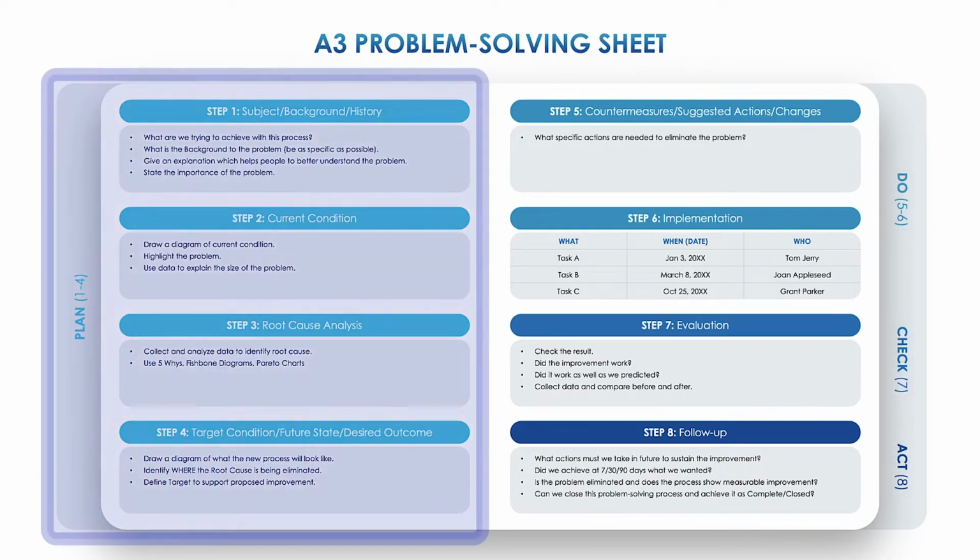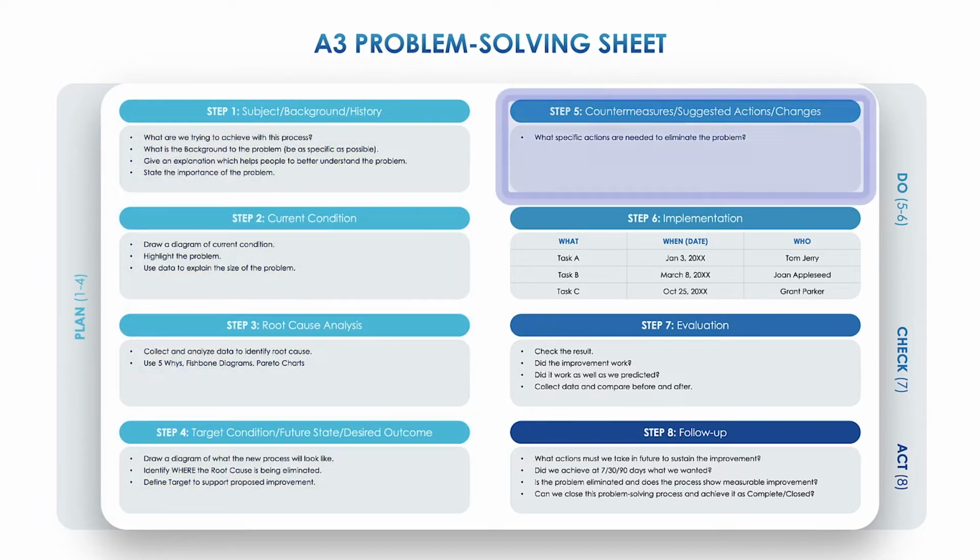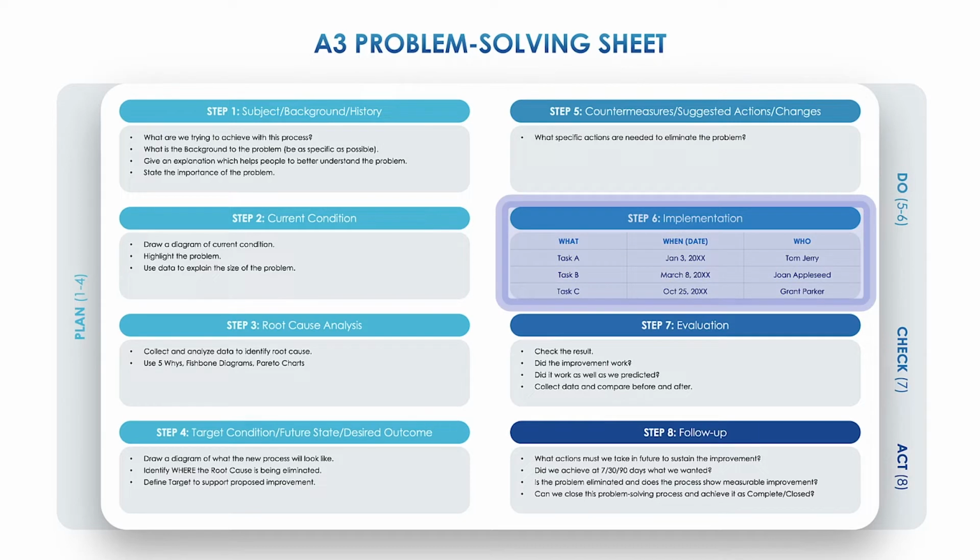Steps 1 through 4 of this A3 problem sheet covers the plan section of the PDCA. Step 5 corresponds to the Do in PDCA, where countermeasures for experimentation are developed to address the problem. Step 6 is the implementation of all these ideas to solve the problem across a set timeline and covers the what, who, and the when of the responsibilities.